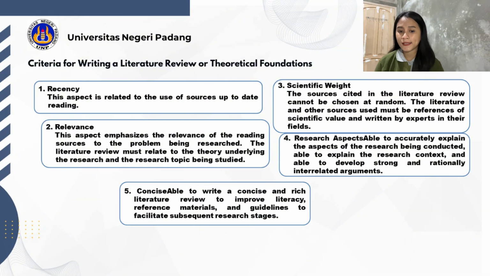3. Scientific weight. The sources in the literature review cannot be chosen at random. The literature and other sources used must be references of scientific value and written by experts in their fields. 4. Research aspect. Able to accurately explain the aspect of the research being conducted, able to explain the research context, and able to develop strong and rationally interrelated arguments. 5. Concise. Able to write a concise and rich literature review, to improve literacy, reference materials and guidelines to facilitate the subsequent research stage.